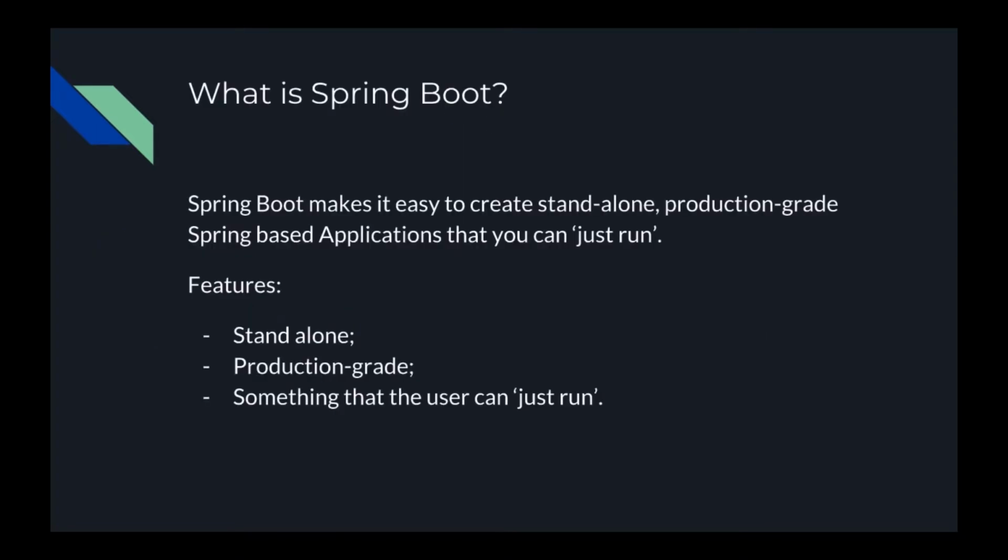What is Spring Boot? There are two words here, Spring and Boot. The first part must be familiar to you. It is the Spring framework. Spring Boot is something that lets you bootstrap a Spring application from scratch. Here is the official definition on the Spring website. Spring Boot makes it easy to create a standalone, production-grade Spring-based application that you can just run. It is standalone, it runs on its own. It is production grade. This means that this is not just a simple Hello World. Actually, it's something that you can apply to real projects. It is something that a user can just run.